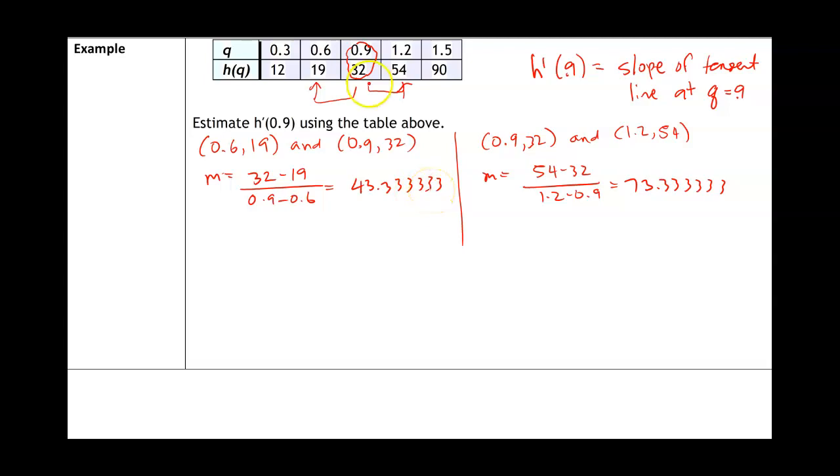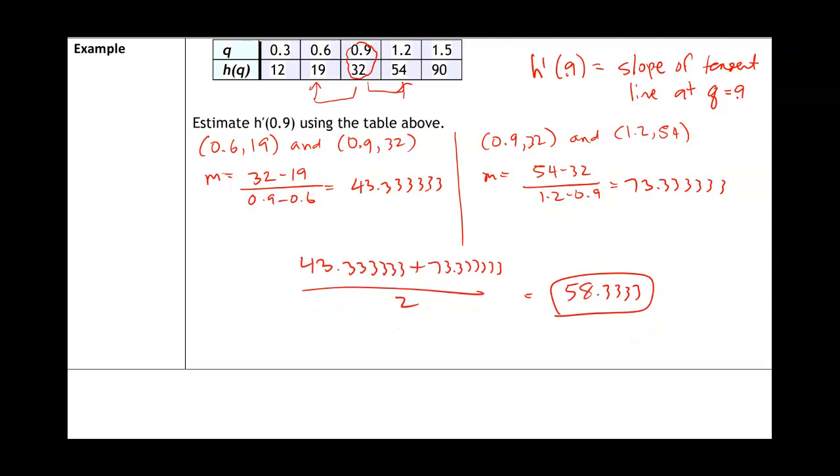Then we find the slope between these points, so (0.9, 32) and (1.2, 54). Once again, I do y2 minus y1 over x2 minus x1, and the slope between those two points is 73.333. Now to estimate the slope at 0.9 of the tangent line, we're going to take those two slopes we found and average those, and that'll give us 58.3333.